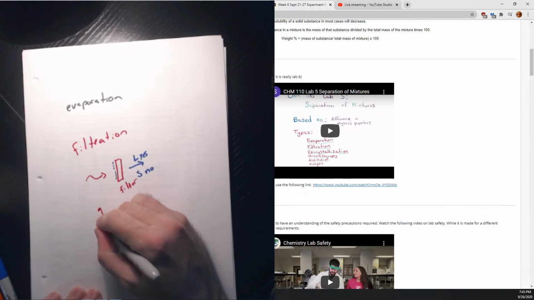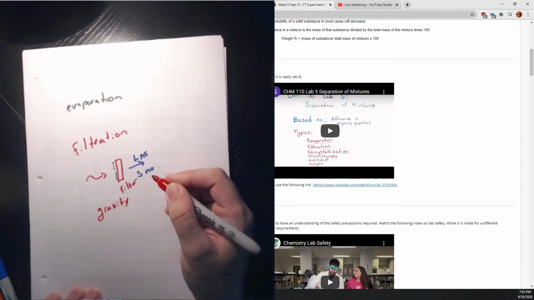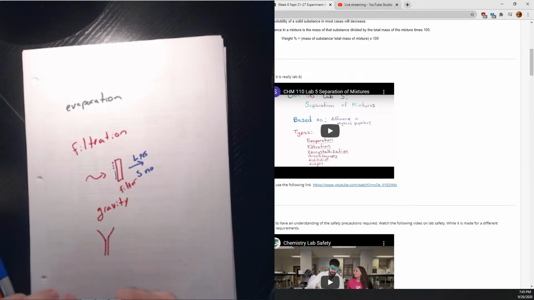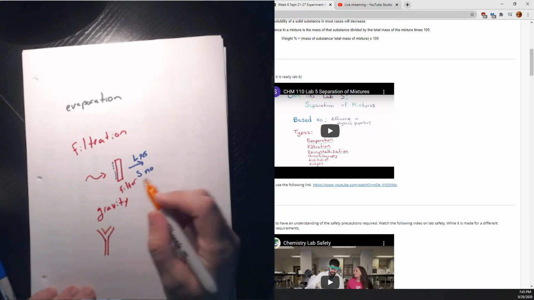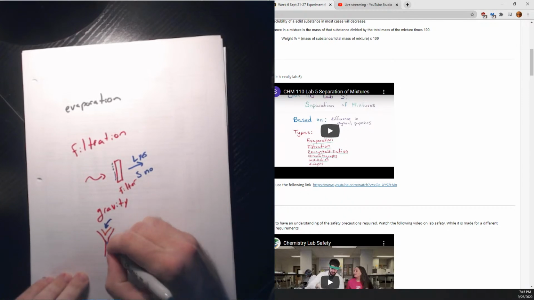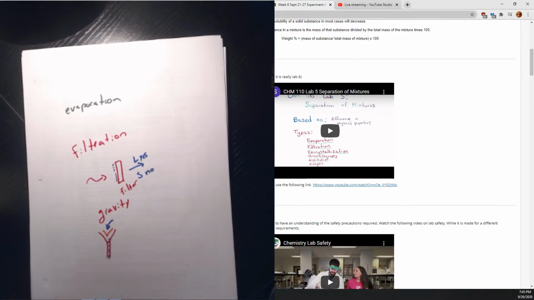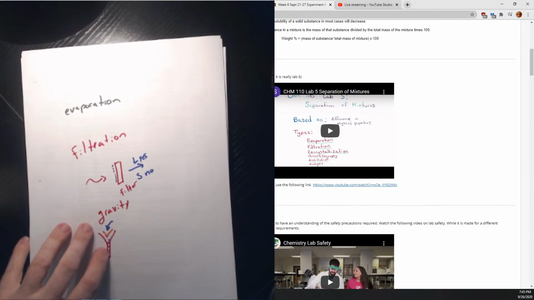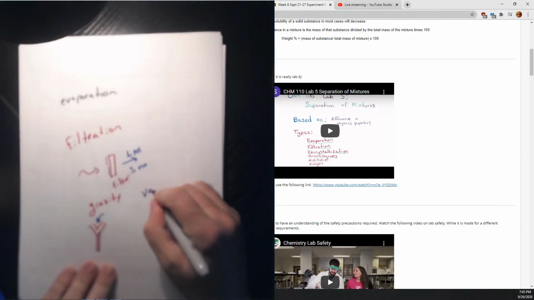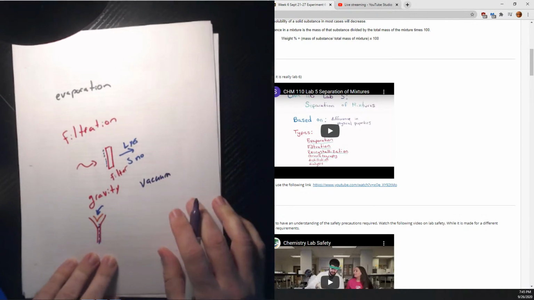So you can do different kinds of filtration. You can just do gravity filtration, where you set up a funnel. You have your filter sitting inside that funnel. You pour your liquid through, and then gravity will suffice to pull the water through the funnel. But again, that can be slow. So we can also do vacuum filtration, or pressure filtration.